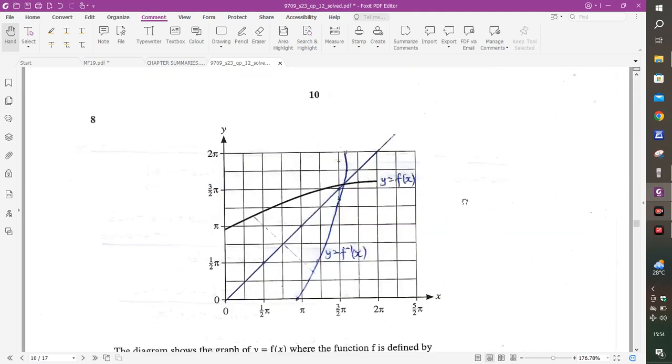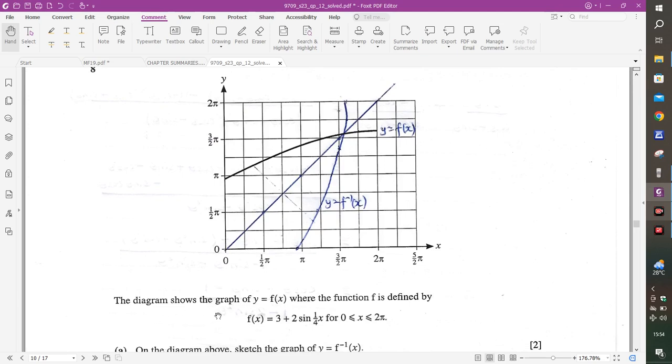Next, number 8, they give us that graph. They said the diagram shows the graph of y is equal to f of x, where the function f is defined by, so f of x is 3 plus 2 sine x over 4. So there were some transformations which were made on the sine curve. Okay, so this x over 4, that is a stretch by factor 4 parallel to the x-axis, and then this 2 multiplied in the sine has to be a stretch by factor 2 parallel to the y-axis, and then they add a 3 to the y-coordinates, so that has to be a translation by vector 0, 3.